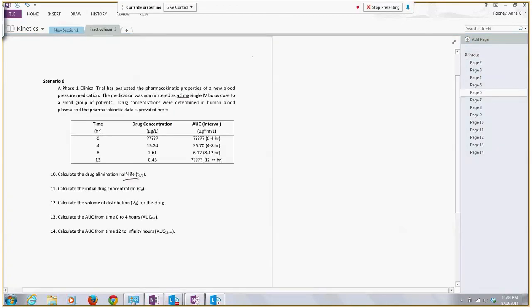So Ke equals ln of C1 over C2, and then over T1 minus T2. So we're going to use 4 and 8 and 15 and 2.1.